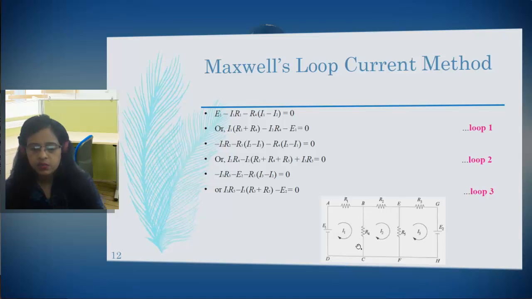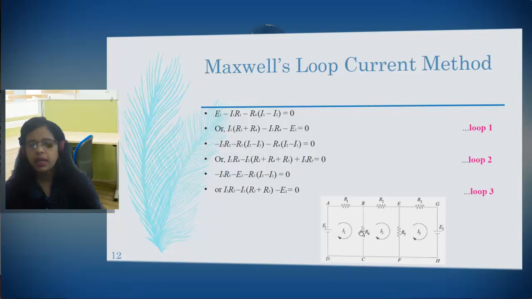Now comes this branch. In this particular part of the branch, a single current I1 is flowing. But in this branch, the impact of I1 as well as the impact of I2 will be there, because I2 will be flowing through this and I1 will also be flowing through this.